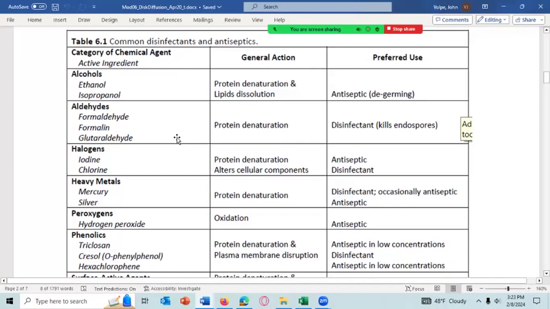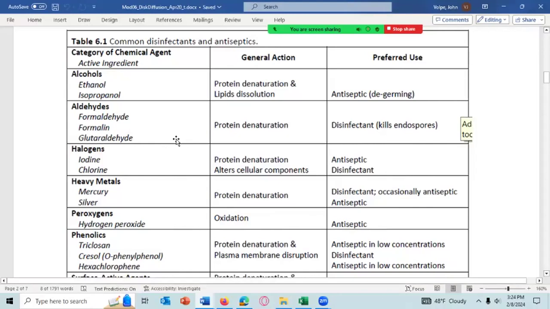Aldehydes like formaldehyde, formalin, and glutaraldehyde are a disinfectant. This is a rare disinfectant that actually kills endospores. There are really only two groups of disinfectants that kill endospores. I'll talk about the next one now, and that's the peroxygens like hydrogen peroxide. They're a very good antiseptic, and they do kill endospores. I don't know why that's not in there, but hydrogen peroxide does kill endospores. Hydrogen peroxide is found in most homes, okay?